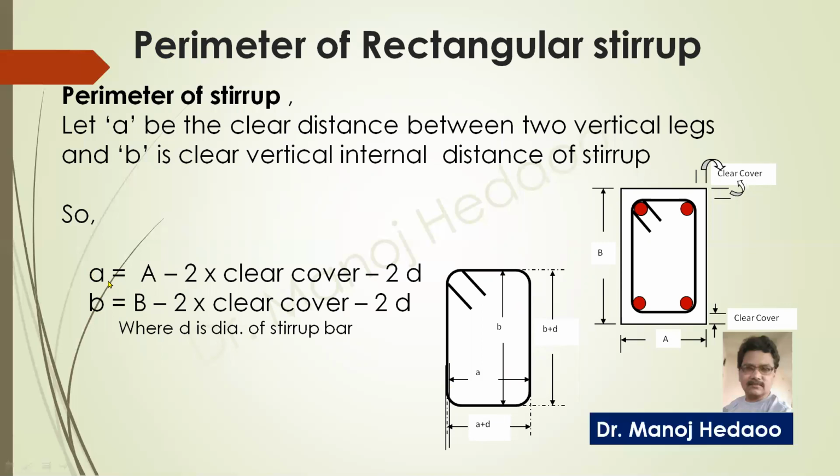So how you will get a? Small a is equal to capital A minus 2 times clear cover minus 2D. So here this is small a. Here capital A, that is the width, minus 2 times cover, and again you have to deduct these two diameters. So same principle is used here. Similarly for b also, capital B minus 2 times clear cover minus 2D, where D is diameter of stirrup bar.